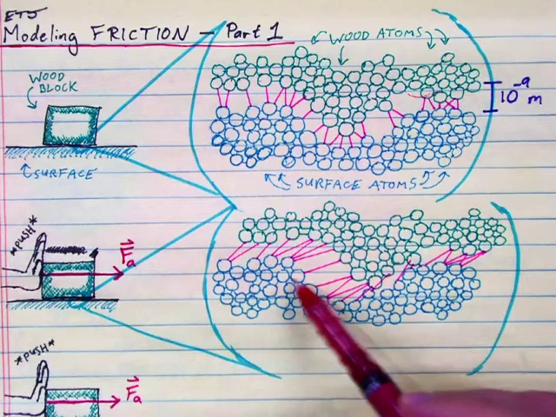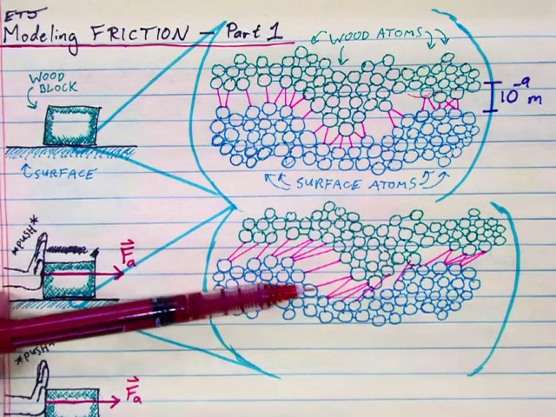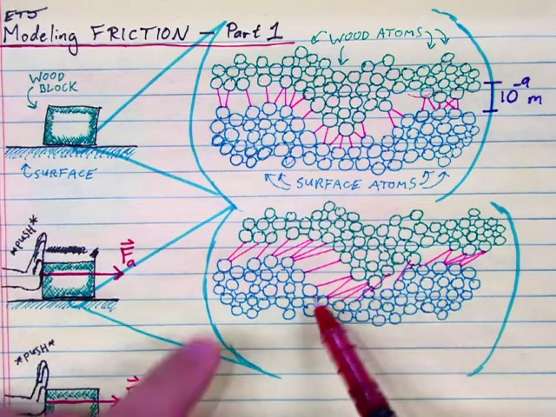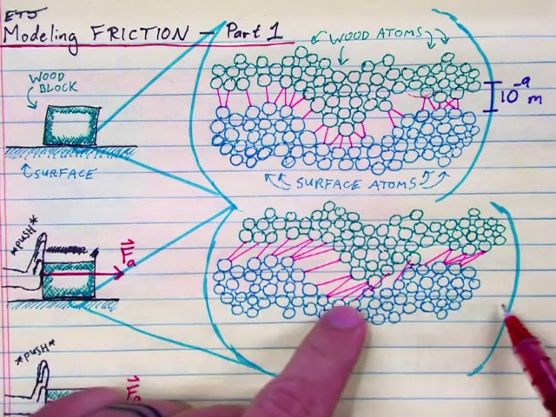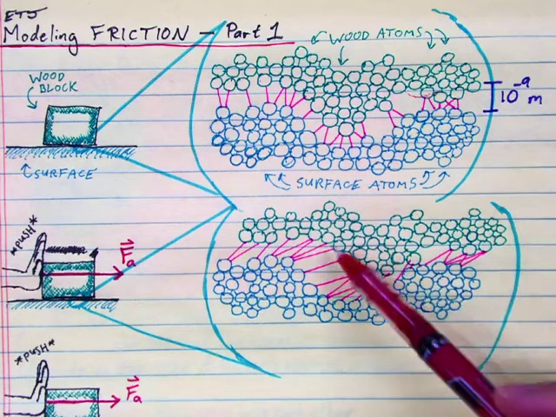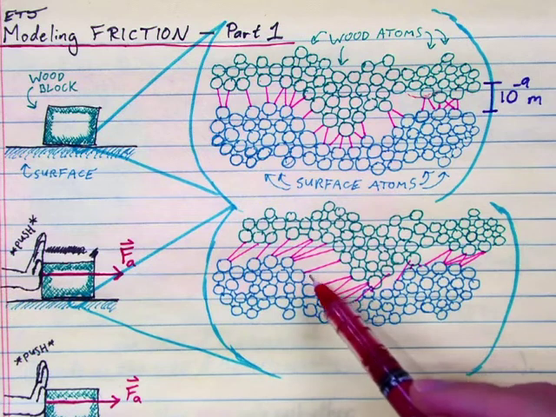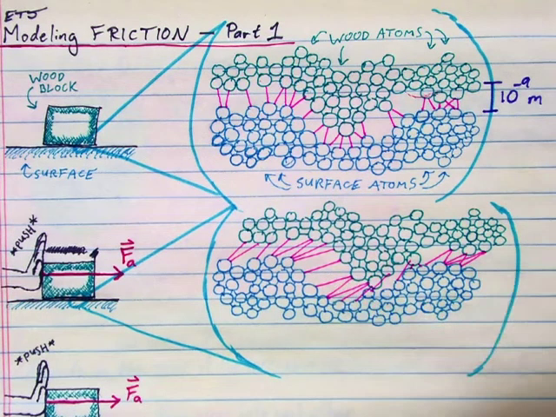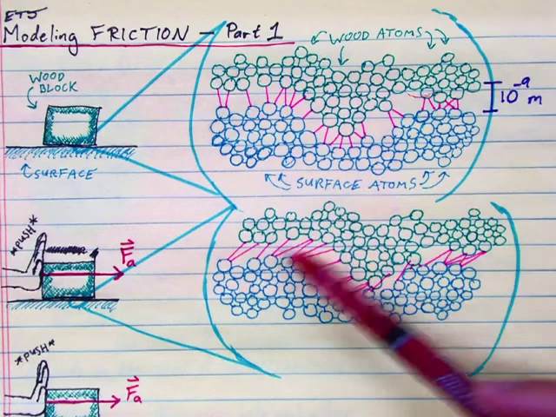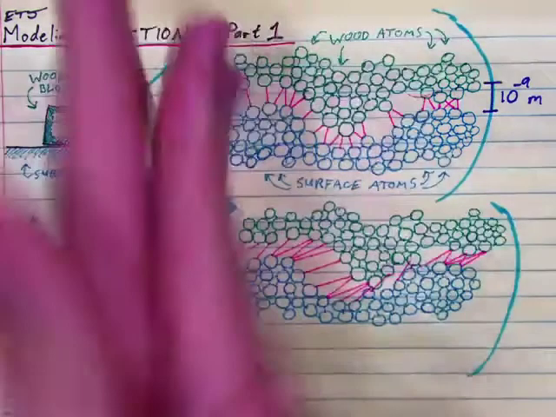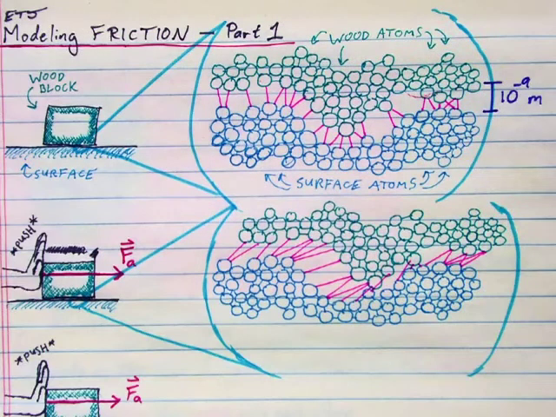Likewise, all these surface atoms are going to be pulled to the right by these stretched out bonds as the wood block tries to drag the surface along with it to the right. If the wood block actually starts to move, these bonds will be stretched so far that they'll eventually break and release energy in the form of heat, heating up the two surfaces in contact. And you know you get heat whenever you have friction.